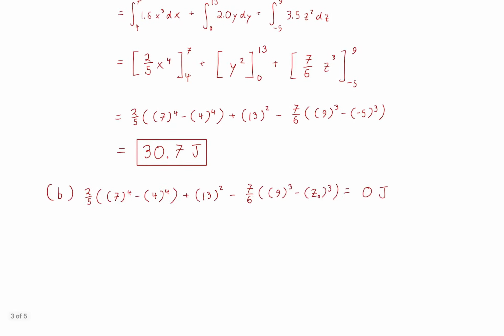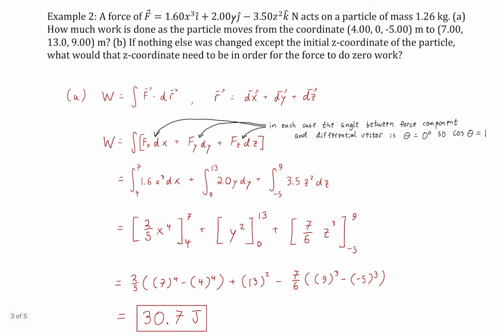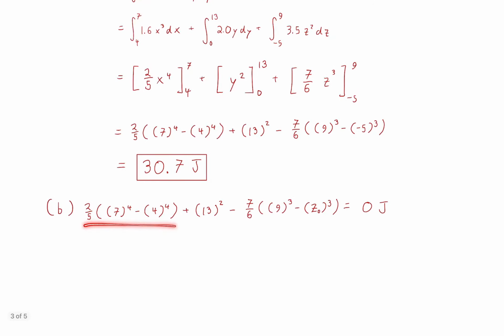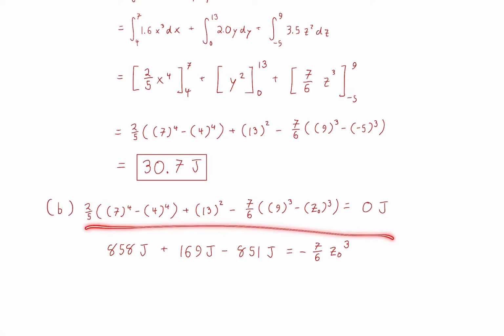Now finally in part B, I ask, if nothing else was changed except the initial z coordinate of the particle, what would the z coordinate need to be in order for the force to do 0 work? Okay, so the whole idea here is that I have all the same terms. The only thing is I've replaced my negative 5 with a variable z naught. And I'm going to set it equal to 0 joules instead of the value I found, because I want it to equal 0 joules, and I'm going to solve for z naught. And it's as simple as that. I don't have to go back to the integral. I can just go back to that final step.